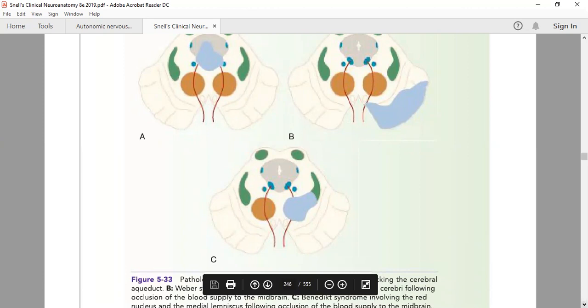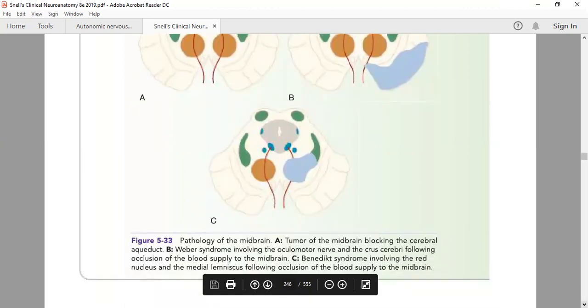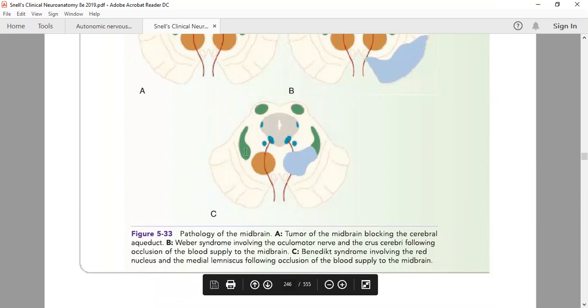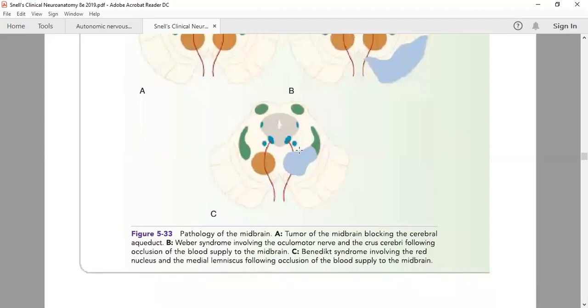Then next, Benedict syndrome involving the red nuclei. You can see here, this is the red nuclei, normal, and in Benedict syndrome the red nuclei is affected. Red nucleus and medial lemniscus also. This is the medial lemniscus, following the occlusion of blood supply of the midbrain.